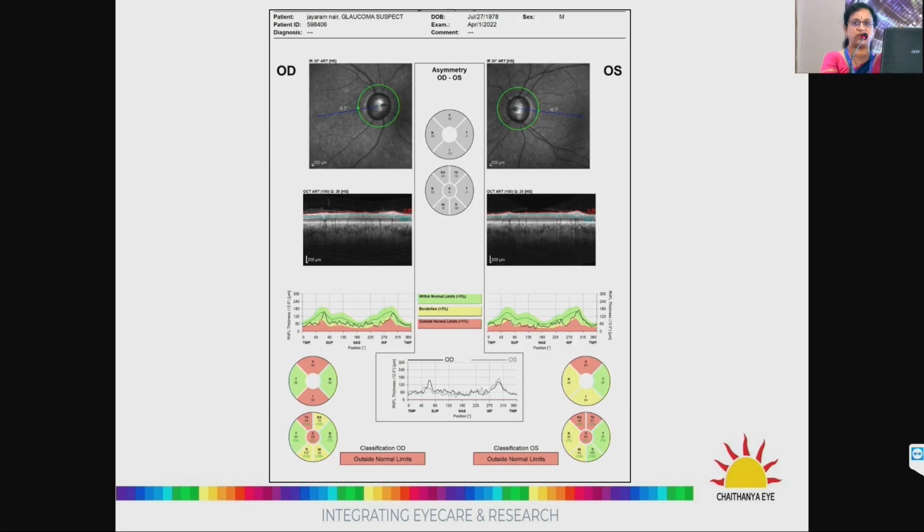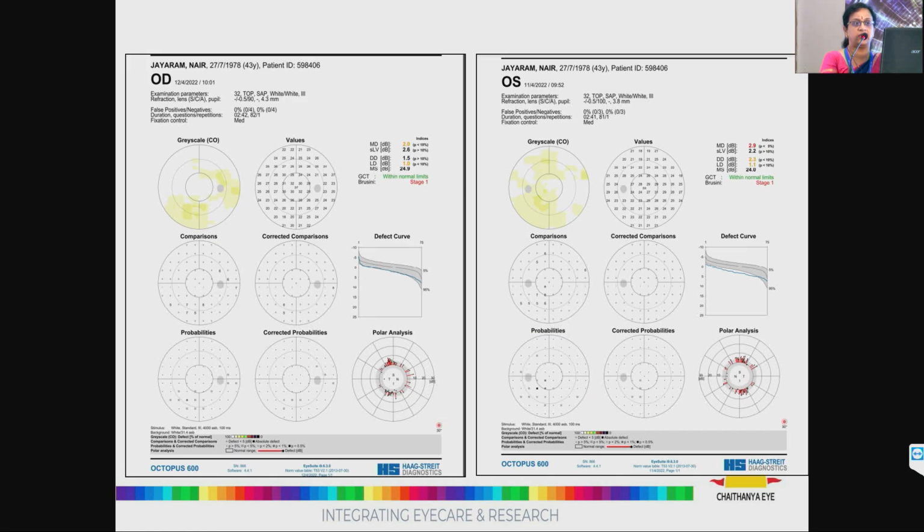Of course, I would like to emphasize here that when you have this with mild pallor, your OCTs can give you misleading results, and you can think it's a real disease and start treatment.